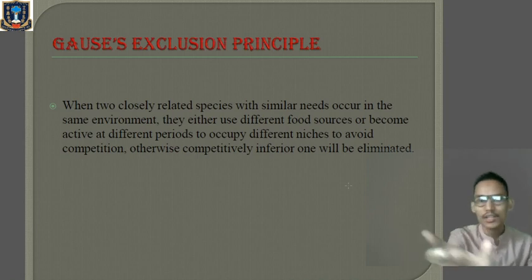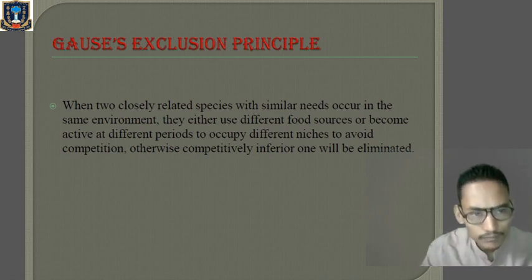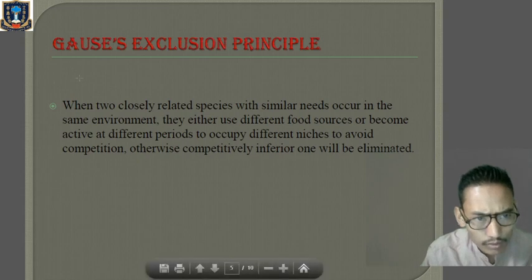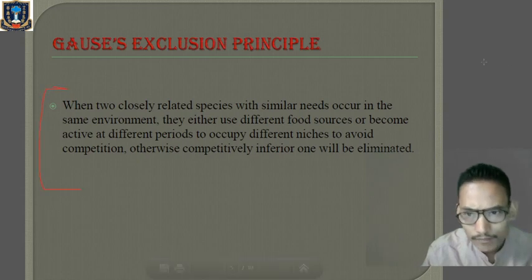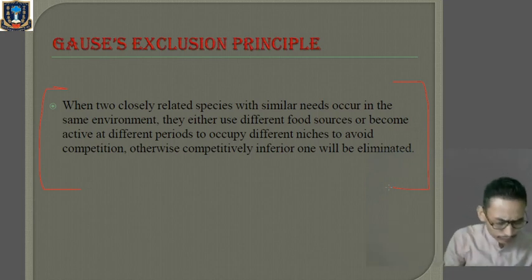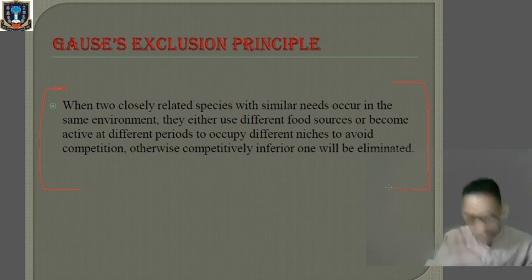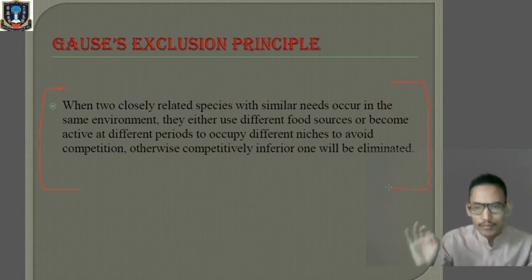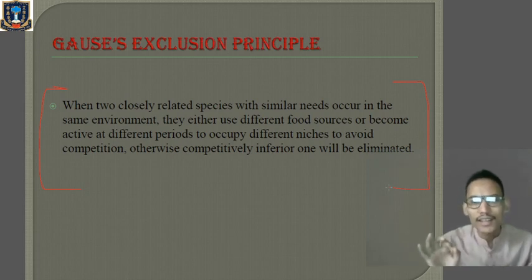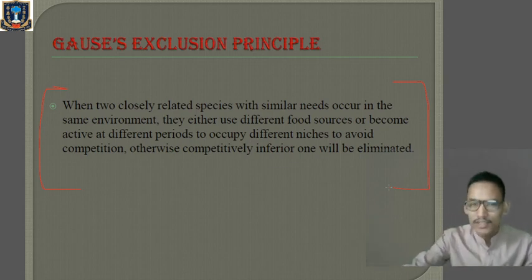Okay, so kindly copy this one. All right, this can also be written down, so kindly note this one also. Okay, this is the Gauss exclusion principle, so write it down. Now those species which are eliminated or displaced can become locally extinct. So that means from that particular habitat they can become extinct.